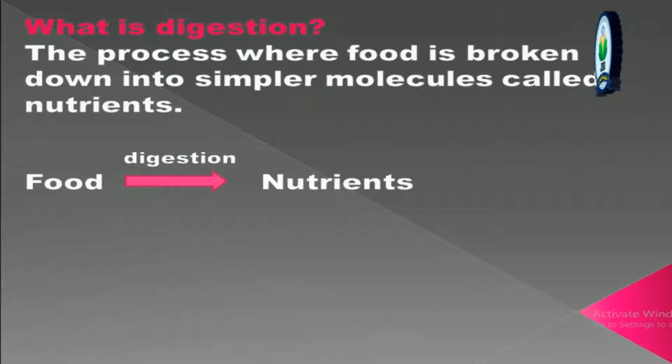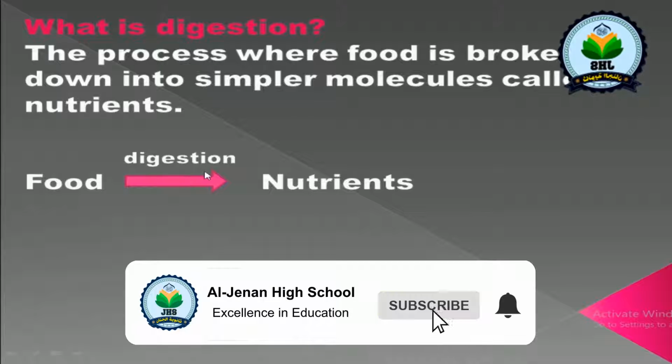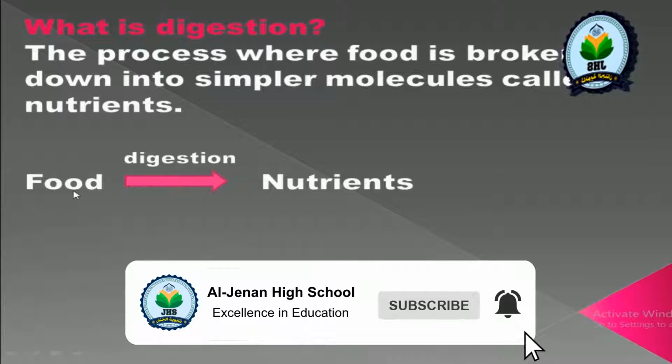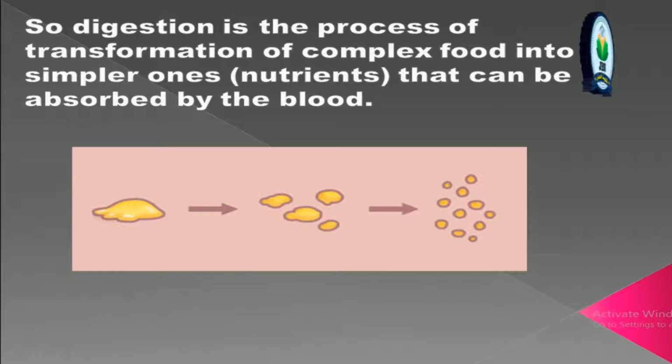What is digestion? Digestion is the process where food is broken down into simpler molecules called nutrients. So digestion is the breaking down of food into simpler molecules that are called nutrients. Or we can say digestion is the process of transformation of complex food into simpler ones, called nutrients, that can be absorbed by the blood.